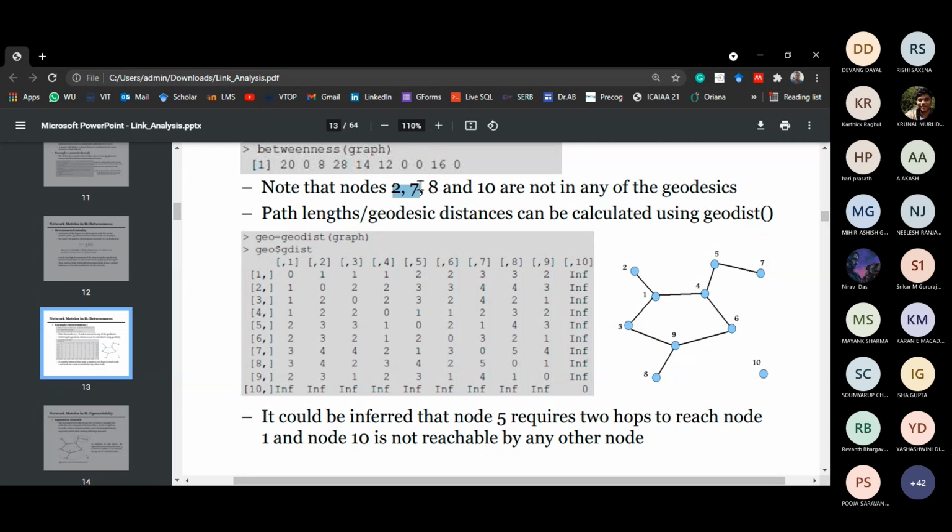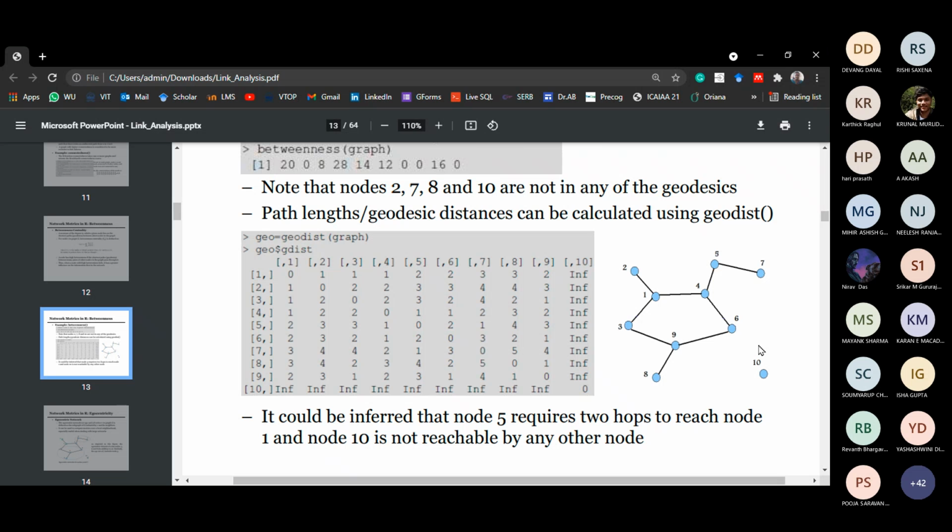For the nodes 2, 7, 8, and 10, there won't be any shortest path that will exist, because I can't move anywhere from 2. Either I have to go to 1, or I can't extend the path to traverse from 2. 2 is a dead end. 7 is a dead end. 8 is a dead end. 10 is even worse than a dead end, as there are no connections there.